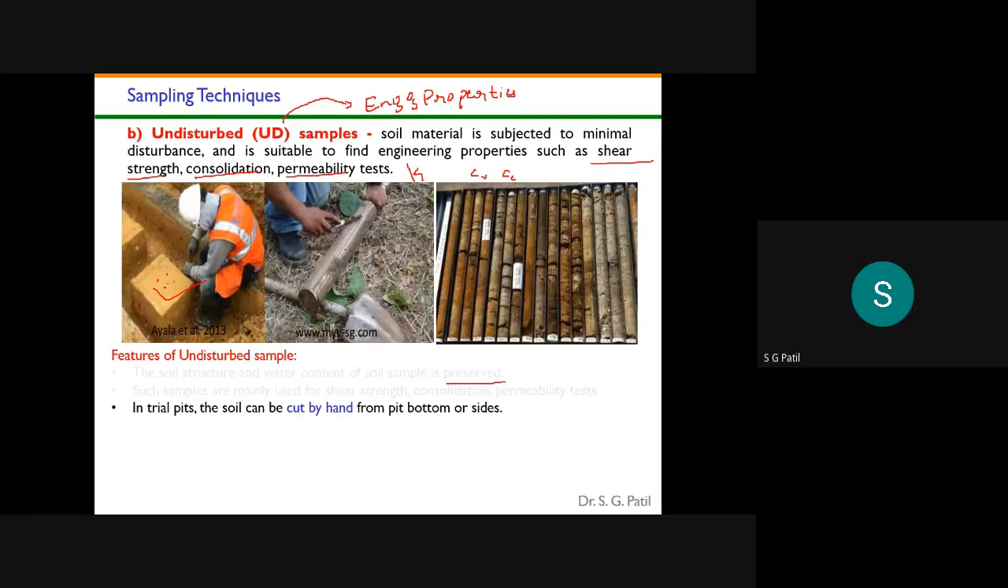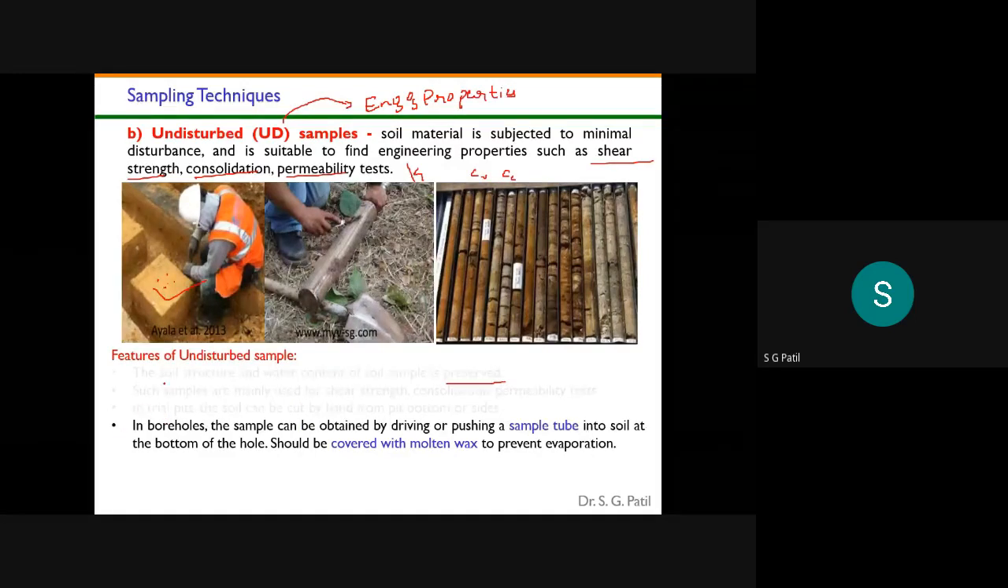Then with that thin-walled sampler, you insert this assembly inside the ground, inside the borehole. Then push it from the top. With that help, you can also get the undisturbed soil samples. And what is the fourth feature? In boreholes, the samples can be obtained by driving or pushing the sample tube into the soil at the bottom of the borehole. Should be covered with the molten wax.